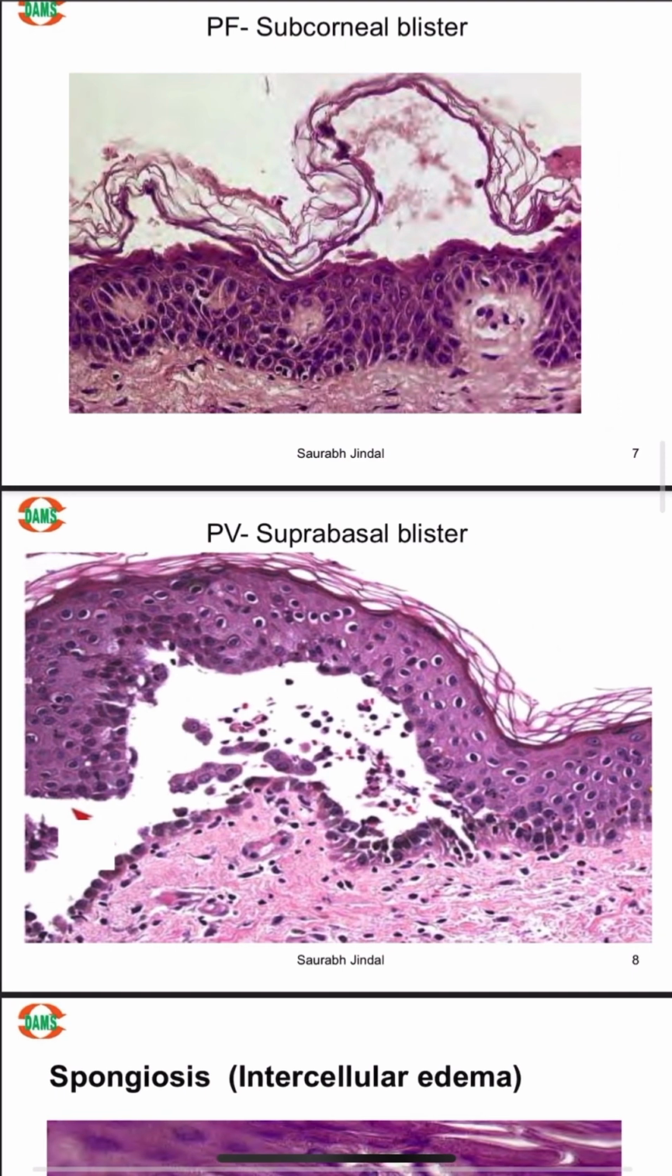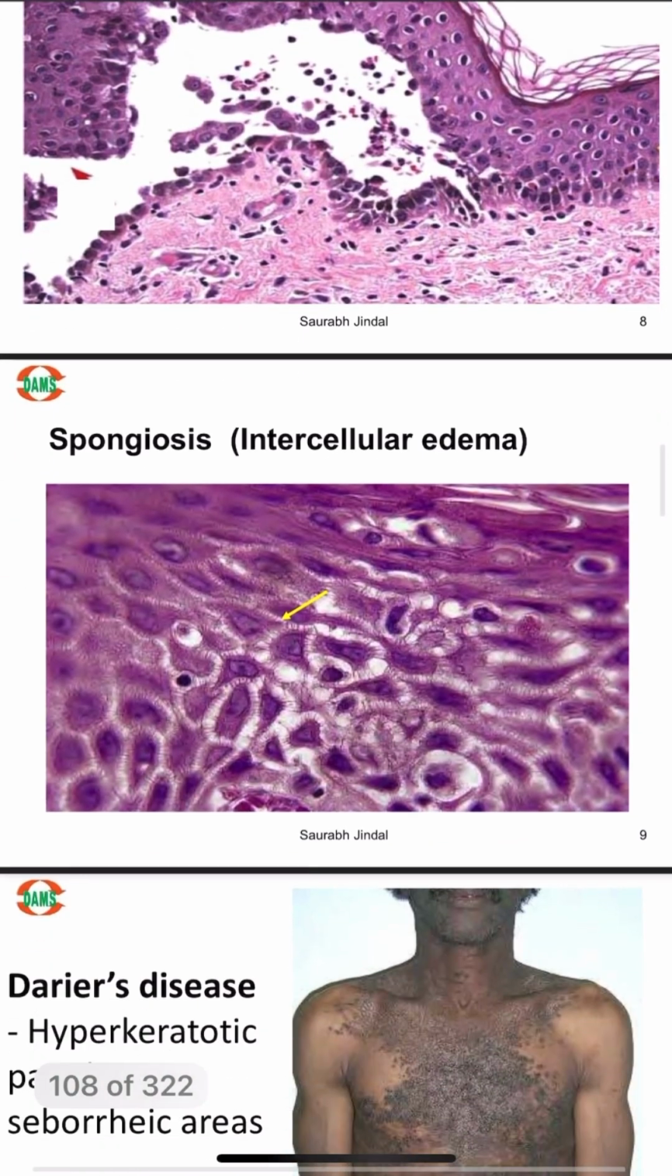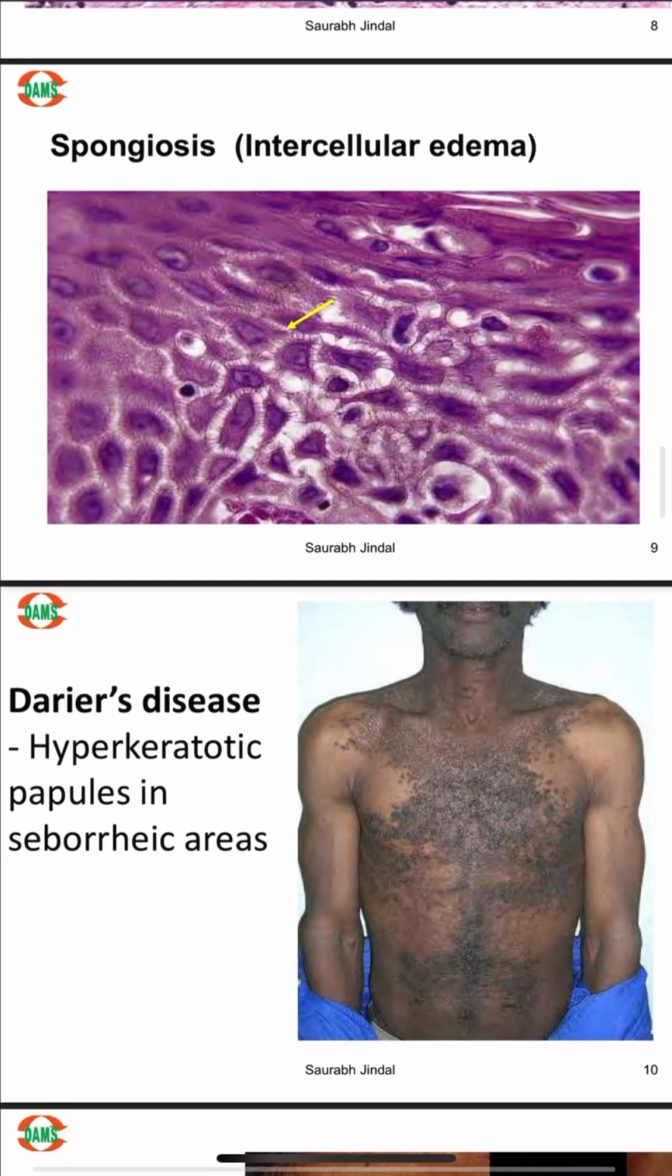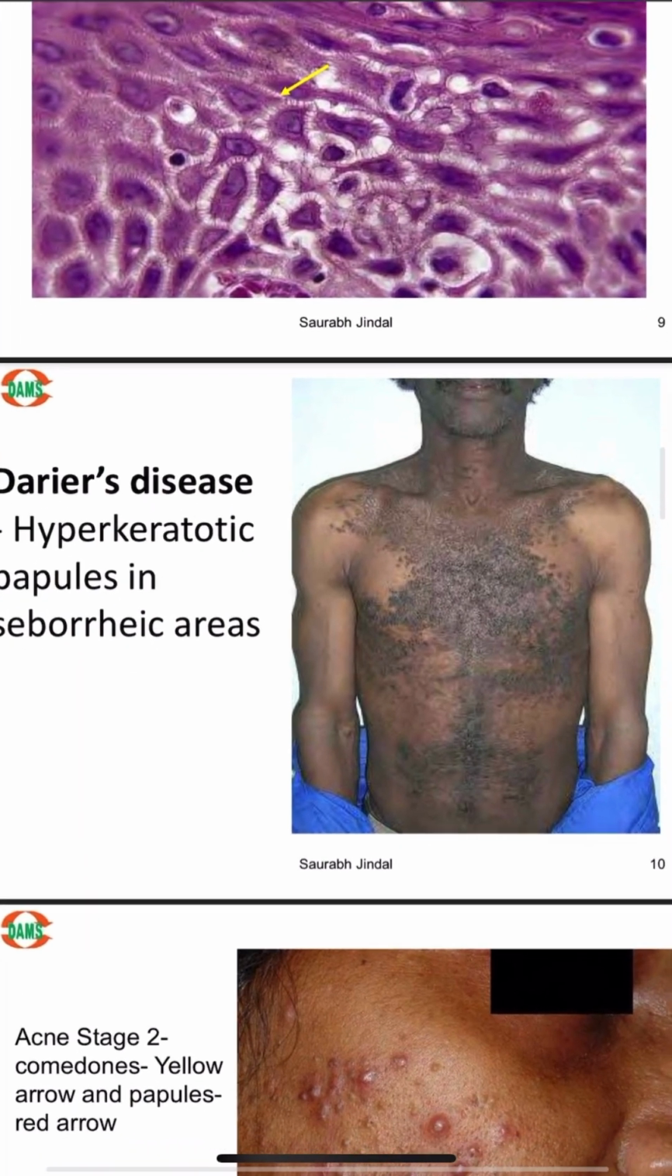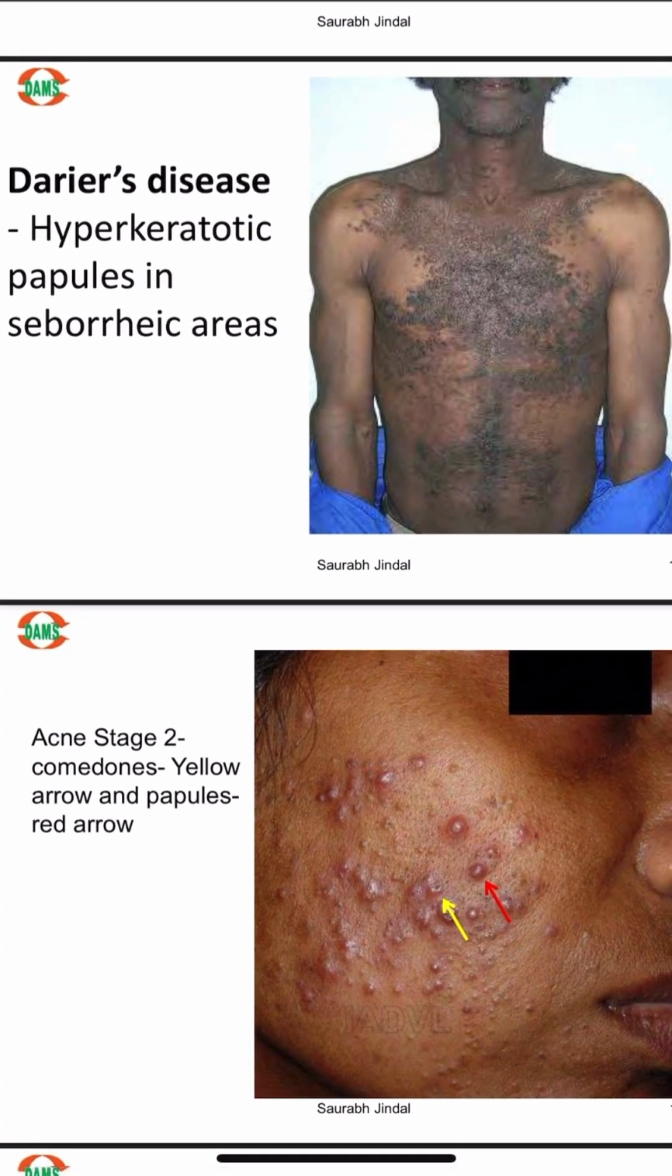Subcorneal blister, suprabasal blister, spongiosis, which is intercellular edema, Darier's disease, hyperkeratotic papules in seborrheic areas.